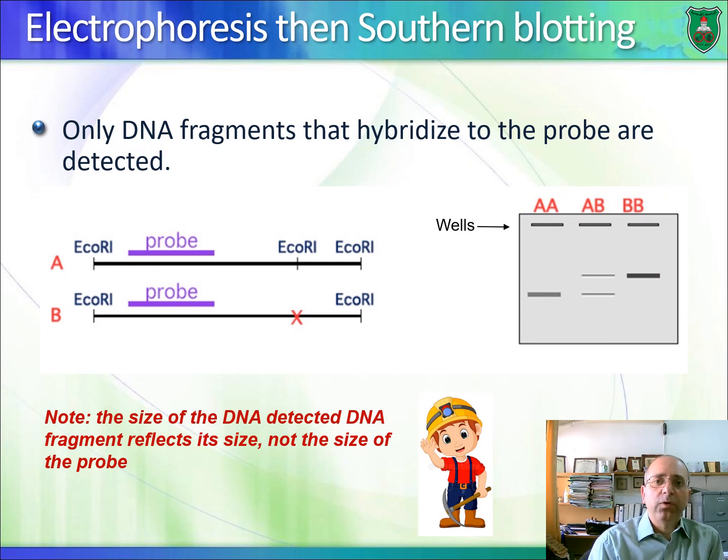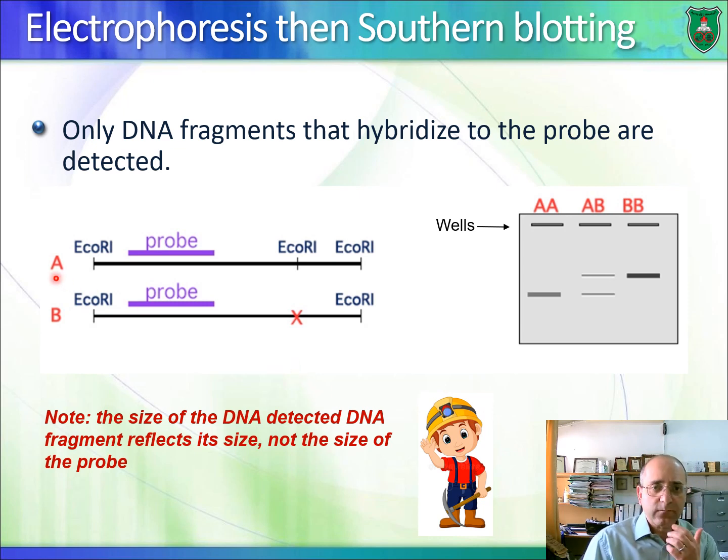Now, what if we do southern blotting? That is, we separate the DNA fragments according to size, and then we transfer the DNA fragments from the gel to a membrane, that piece of paper that I told you about, and then we add a probe. Okay, what would we see in this case?